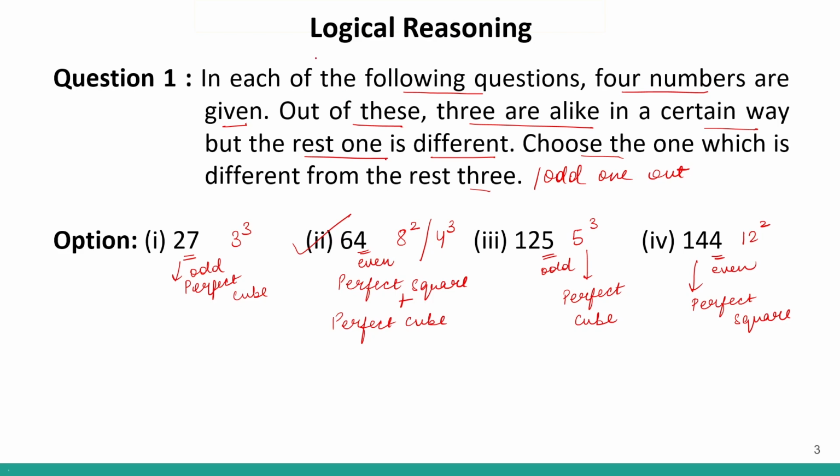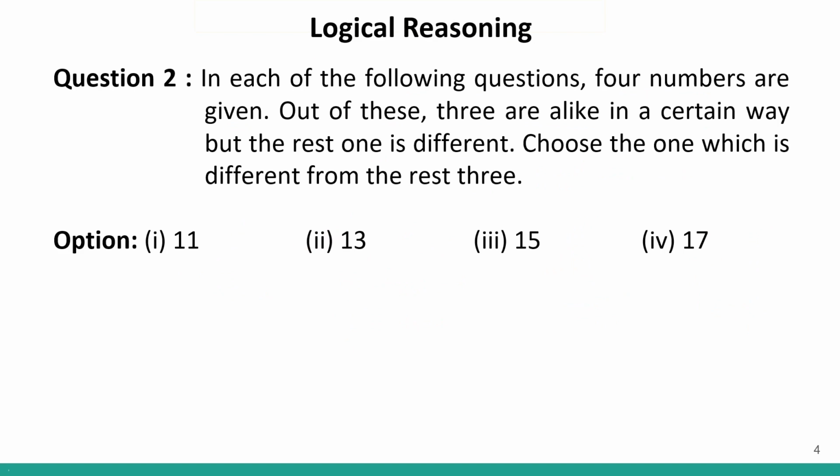Now let us look at question number 2. Now before we start question number 2, let us take a question. Let us take a question that has 4 options. My options are 16, 6, 64 and 49. Let's say these are my options, and I have to find the odd one out.